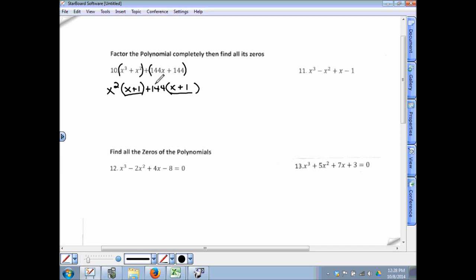But you got to know how to proceed from here. We haven't factored anything yet. We're in the middle of factoring. How do we finish this up? You've got to put the x squared plus 144. x squared plus 144 is one of your factors. The other factor is x plus 1.